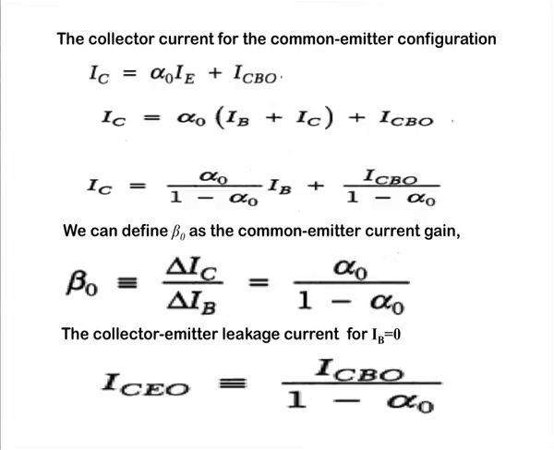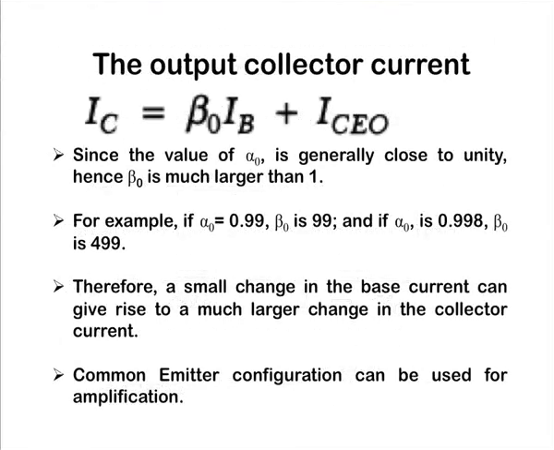This is called the common emitter current gain, beta 0, and beta 0 is equal to alpha 0 upon 1 minus alpha 0. The leakage current we can define again. Our input circuit is open, that means IB is 0. We can define the leakage current ICEO equal to ICBO upon 1 minus alpha 0. So, our output current is IC equal to beta 0 IB plus ICEO. The leakage current is very small, so the output current depends on beta 0.